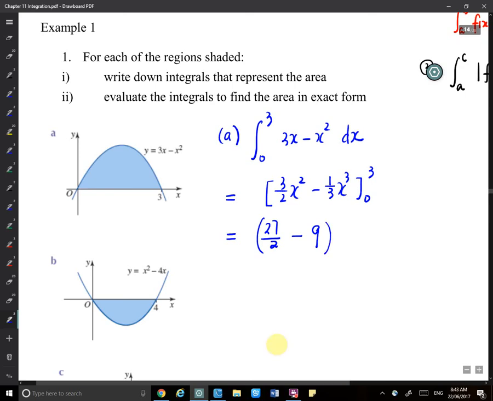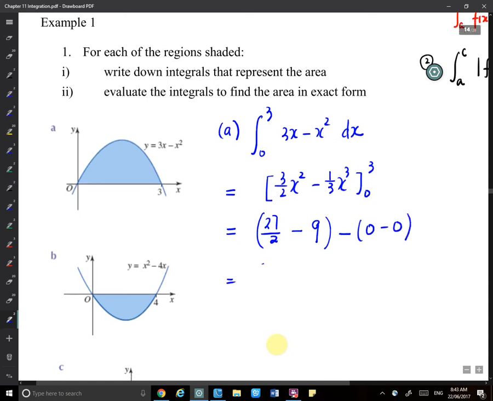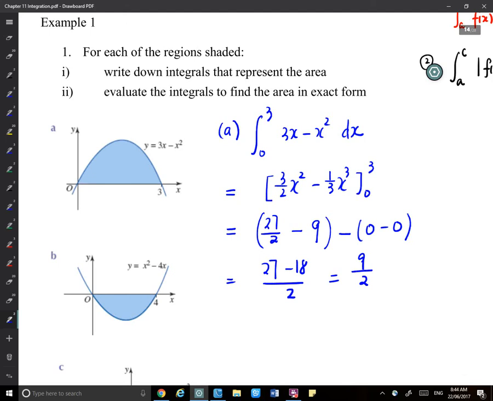And the second substitution is 0. Well, you have 0 minus 0. That is basically a 0. So 27 minus 18 over 2, that should give you 9 over 2. Okay, the actual area is 4.5.